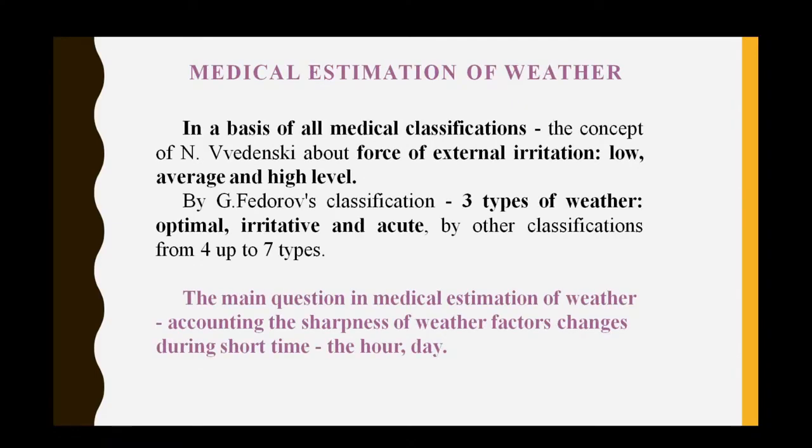Medical estimation of weather. In the basis of all medical classification, the concept of Vedensky about force of external irritation: low, average, and high level. By Fedorov's classification, we have three types of weather: optimal, irritative, and acute. By other classification, from 4 up to 7 types. For classification of Fedorov, three types. Optimal weather, we understand it's normal weather. Irritative, not very good weather. And acute, bad weather.